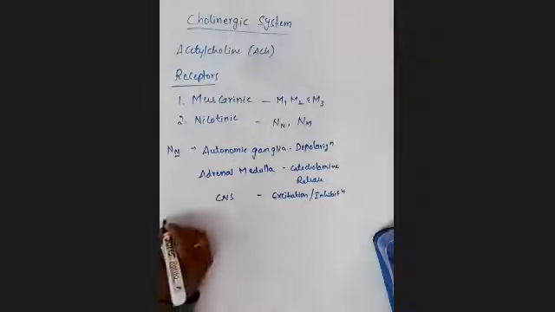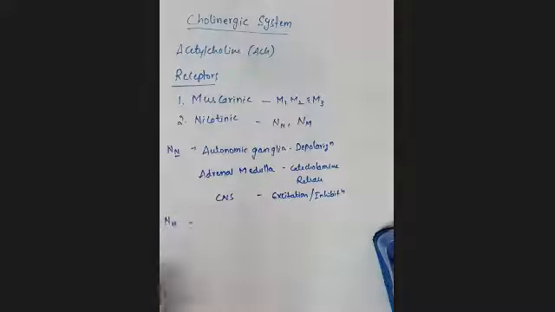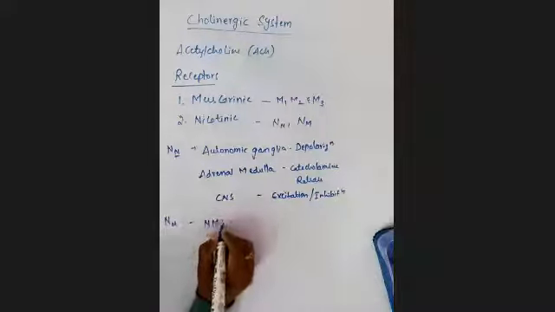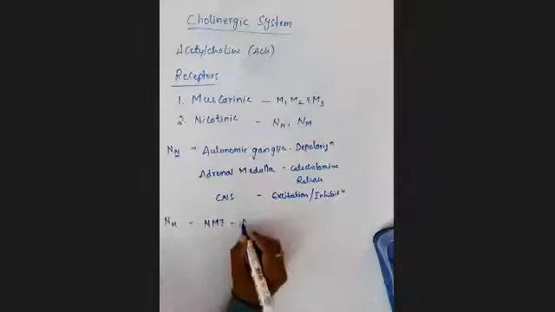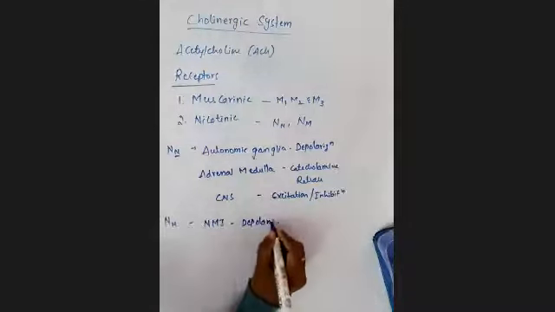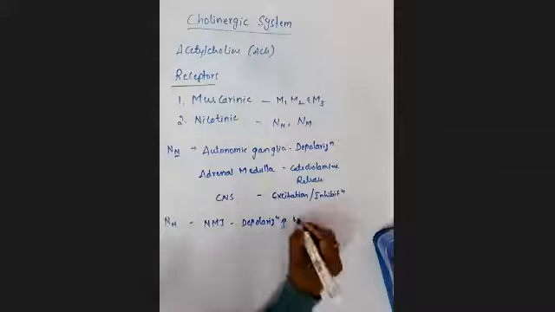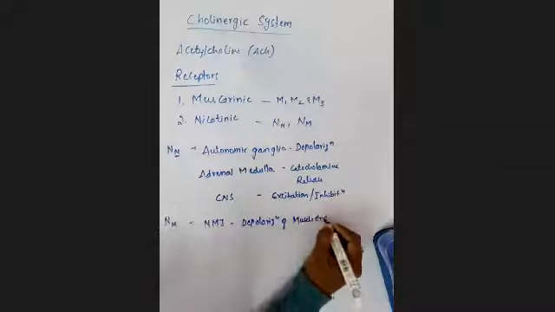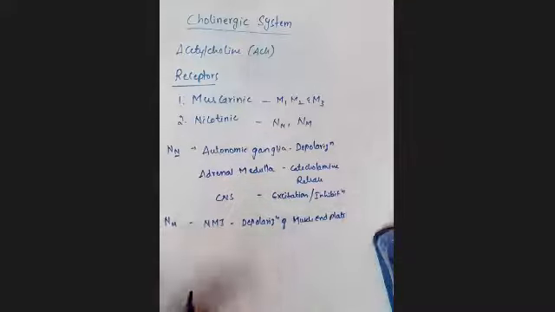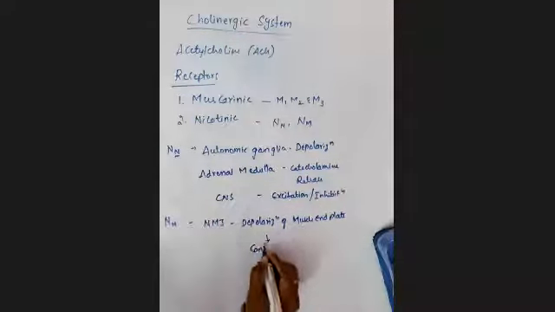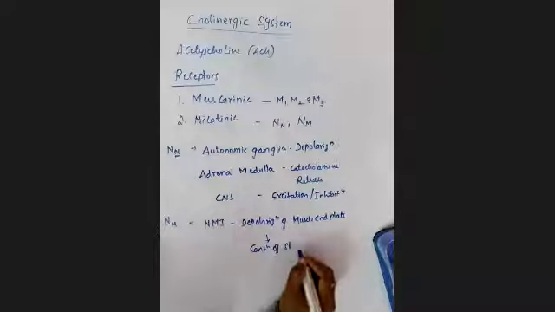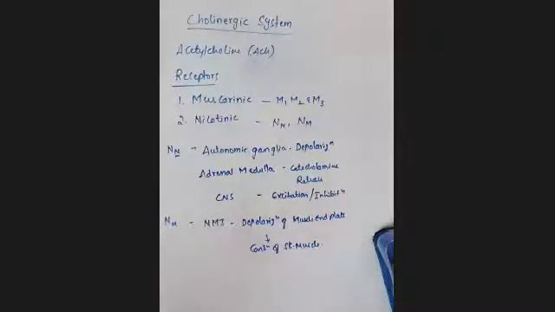This is about NN. Next one is NM, mainly present at the neuromuscular junction, causing depolarization of the muscle end plate. Clear? Because of that, it causes contraction of skeletal muscle. This is about the nicotinic receptors as well as the muscarinic receptors present in the cholinergic system.